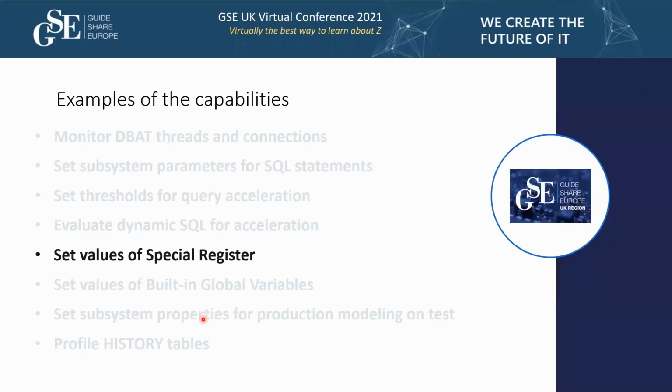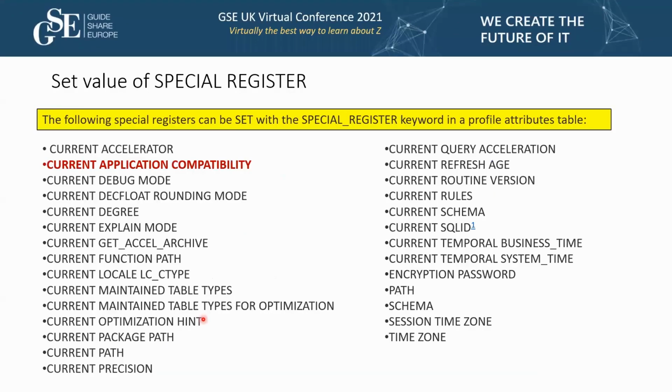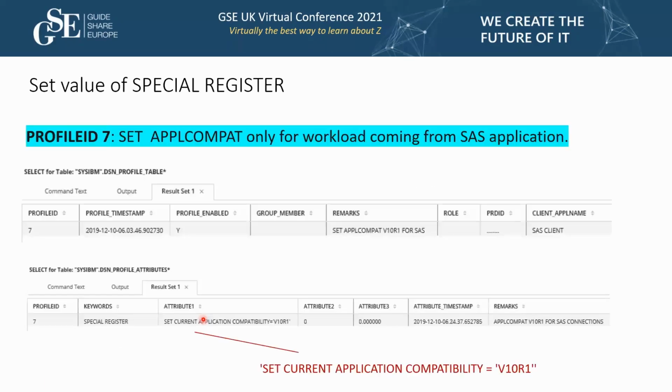Set values for special registers. With Db2 version 12, we have a lot of new special registers. I remember the list in version 10 was much shorter than this one. Today, we have a lot of different special registers to set, and with Db2 profile, we can change these settings dynamically.